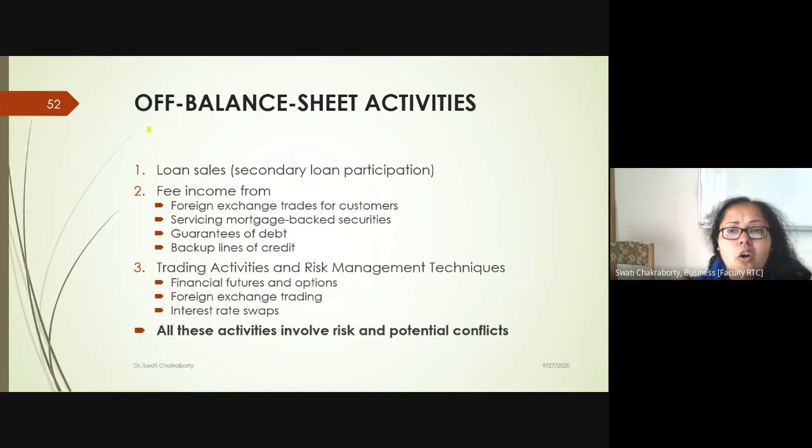So, off balance sheet activities. What are these off balance sheet activities? One is loan sales, the secondary loan participation, fee income from foreign exchange trades for customers, servicing mortgage-backed securities, guarantees of debt, backup lines of credit, trading activities and risk management techniques, financing futures and options, foreign exchange trading, interest rate swaps. But these are quite risky, right?